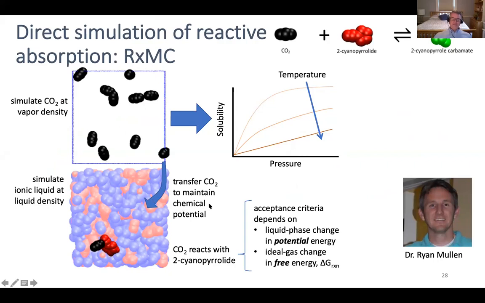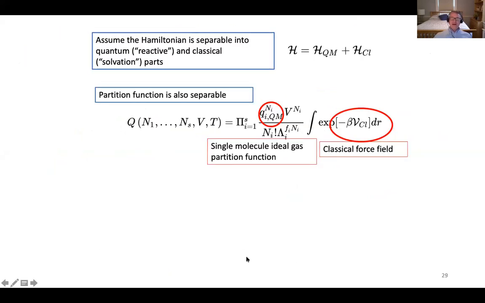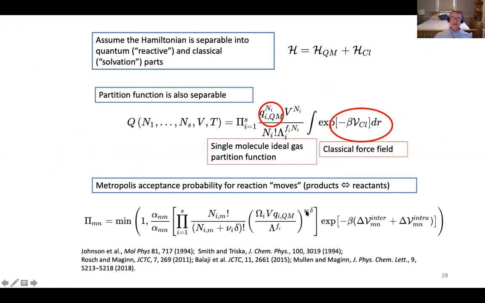Ryan worked all the details of this out, and there are several papers that tell you how this works. Basically, the assumption is that we can break our Hamiltonian into a classical piece that accounts for solvation and a quantum mechanical piece that accounts for bond forming and breaking. That quantum mechanical piece you can write as individual molecule partition functions that you can calculate in the gas phase. So you can run a gas phase simulation of the reacted and unreacted species and calculate what this is. And then I have to evaluate a configurational integral over a classical force field to account for the solvation environment.